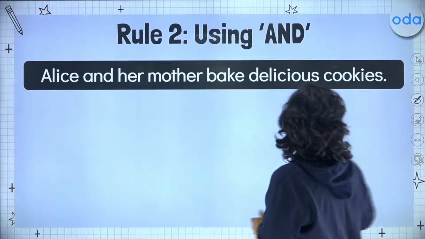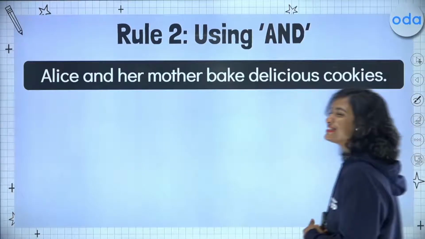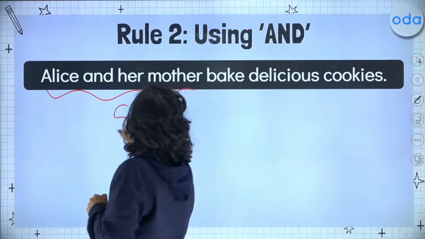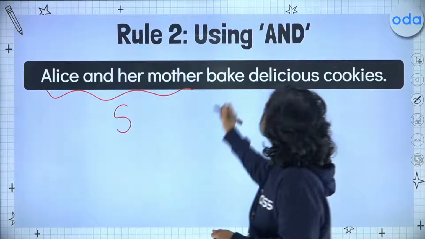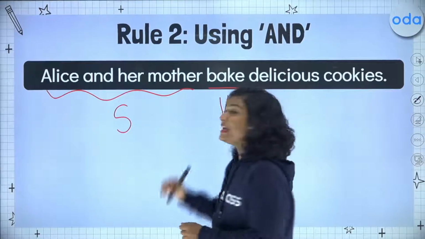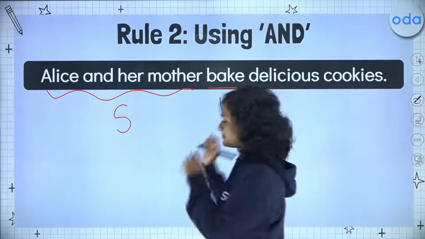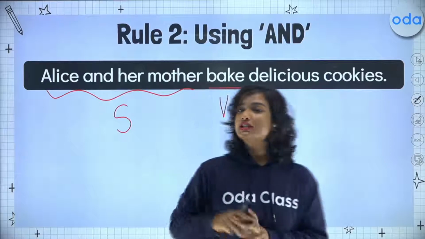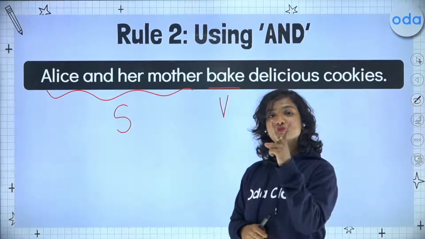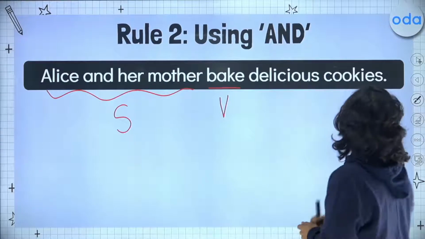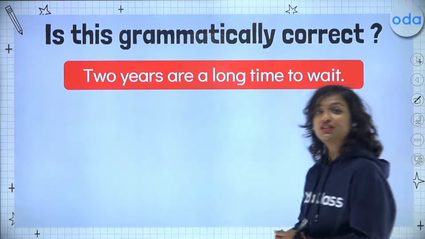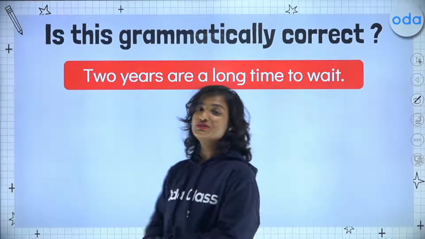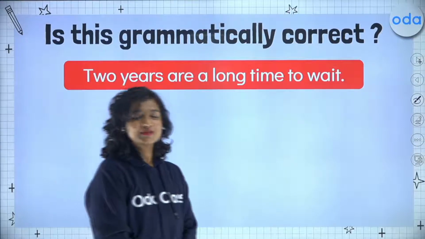Alice and her mother bake delicious cookies. Once again, let's first identify our subject here. We have Alice and her mother. Let's identify the verb, which is bake. Once again, students, notice that our verb, which is bake, is in the plural form because our subject, Alice and her mother, two people, is also plural. Which brings us to our third rule. Two years are a long time to wait. Students, do you think this is grammatically correct?